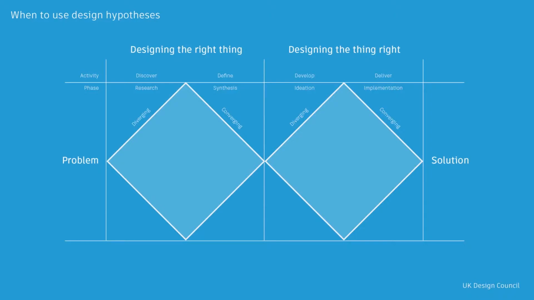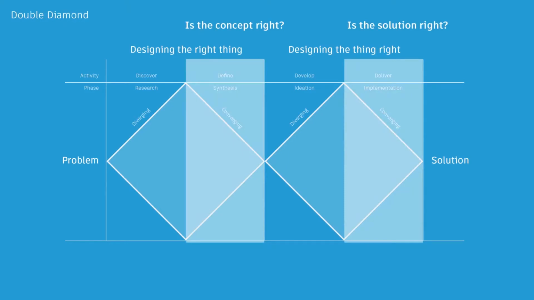So you come up with a bunch of design ideas, and then you whittle it down to the solution. But this is where you can use hypothesis-driven design in the second half of each diamond. Is the concept right? That's when you can use it in the first diamond. Is this concept worth pursuing? It's easy to come up with a bunch of design ideas, but are they solving the right problem? Then the second half of the diamond is the solution right. Is this solution worth pursuing?